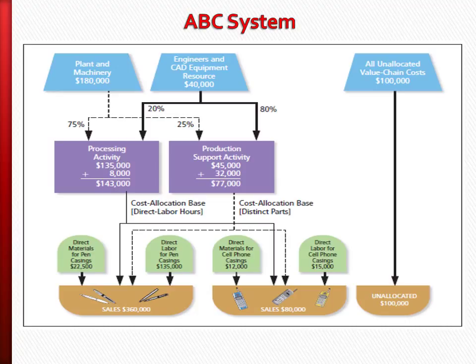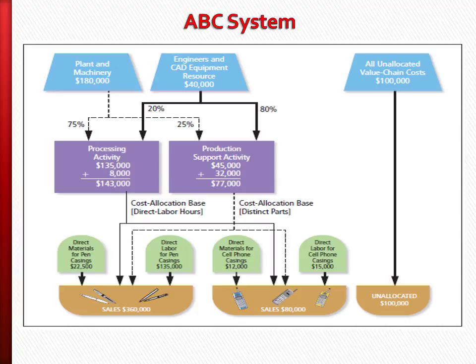Looking at plant and machinery expense, or plant and machinery costs, this company did an engineering analysis and identified that 75% of usage of the plant machinery was associated with the actual processing of materials and labor, the actual production of these casings. On the other hand, only 25% of the plant machinery was related to supporting the production of those products. So we see plant machinery costs being split 75 and 25%.